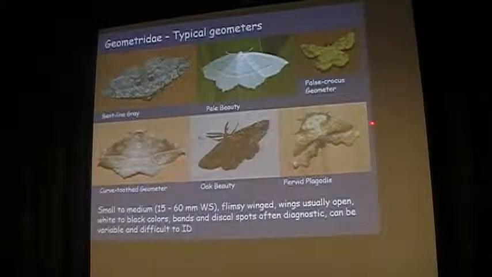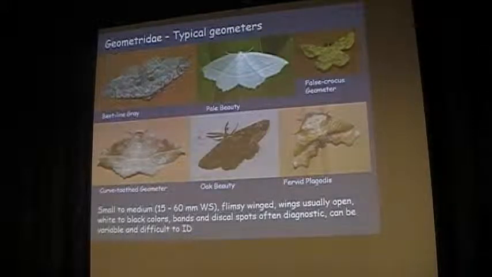Like the Plagodis have this funky edge to their forewing. Crocus geometers are yellow and purple. They're really cool. Some of them are quite ethereal, like this pale beauty. It's quite beautiful. So they can be medium to quite large. They often are really fluttery and flimsy winged. They're not strong flyers at all.